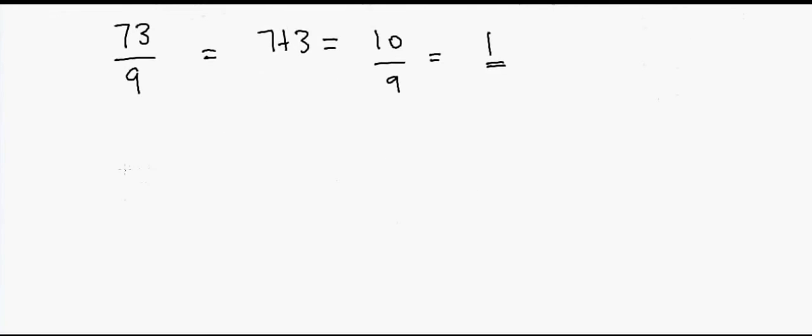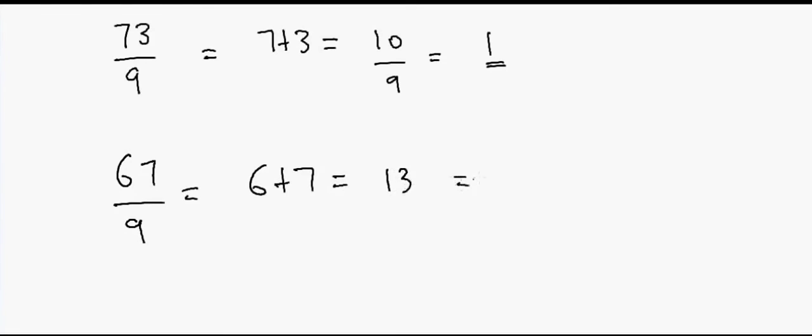Again, if I have 67 and I want to divide by 9, in that case 6 plus 7 is equal to 13, and again 1 plus 3 is equal to 4. So the remainder is 4. Another way is to look at dividing 13 by 9. In that case you will also get 4. So if you divide 67 by 9, the remainder should be 4.